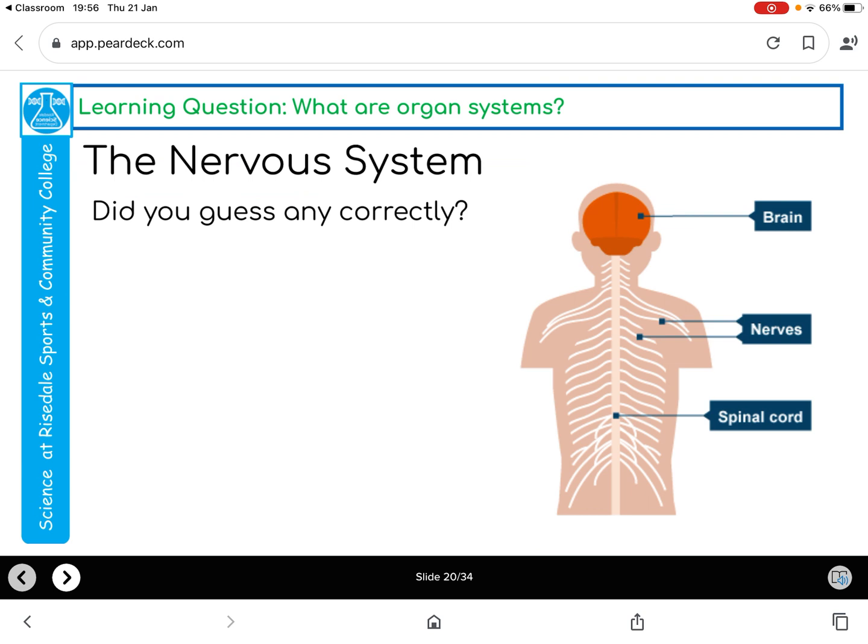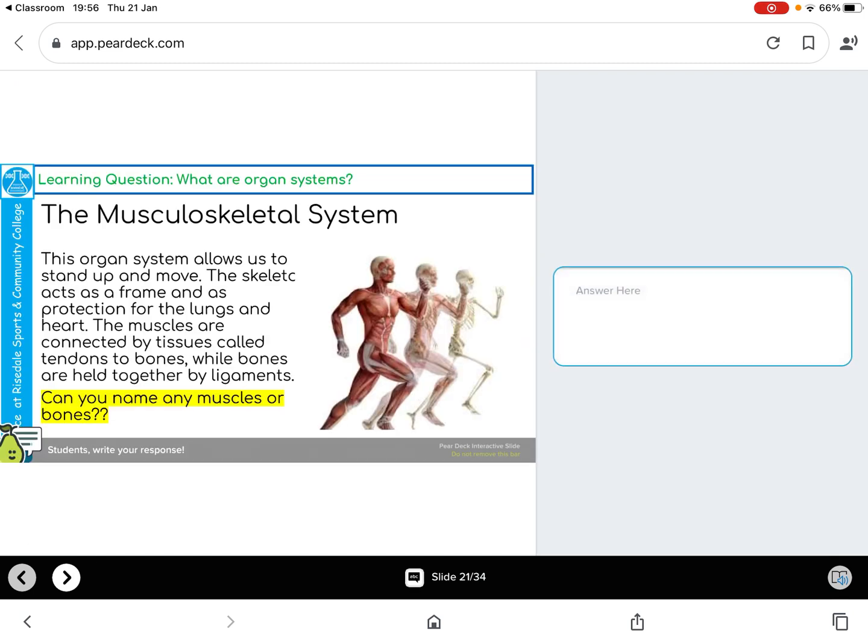Okay, this is mainly made up of the brain and the spinal cord, which runs down the spine, the bony bit in your back, and then the nerve cells that go out to all the different parts of the body.